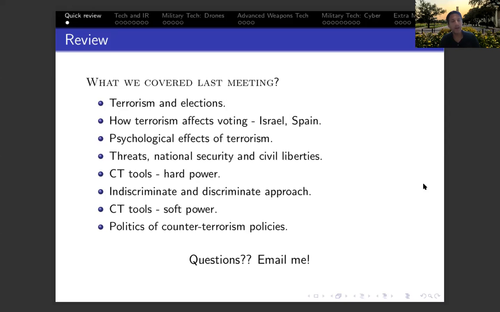How do threats of terrorism affect the debate between national security policy and civil liberties? We talked about that. And then we switched and talked more about counterterrorism overall, talking about different tools when it comes to hard power, the different approaches, indiscriminate or discriminate approach for hard power, the effectiveness question, which is the question that most researchers are dealing with, and then talking about soft power, which seems to be more promising in terms of effectiveness, but it has its own list of limitations. And then we used the three theoretical approaches to explain counterterrorism policy.